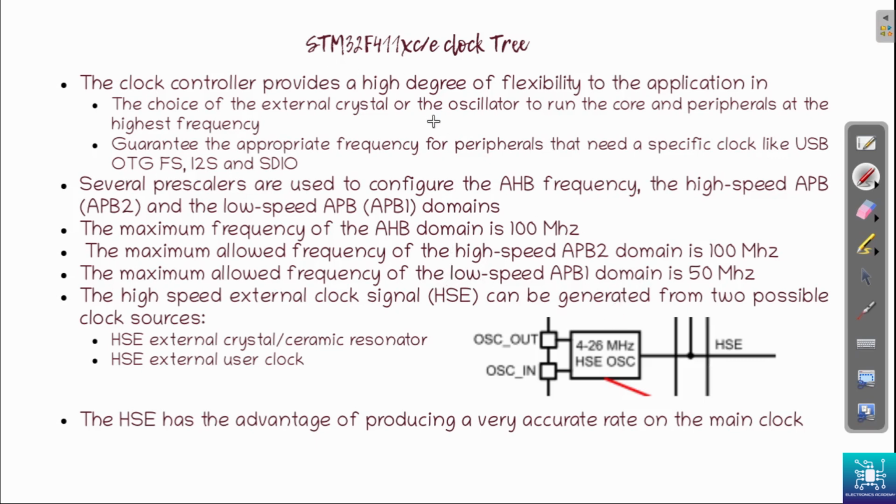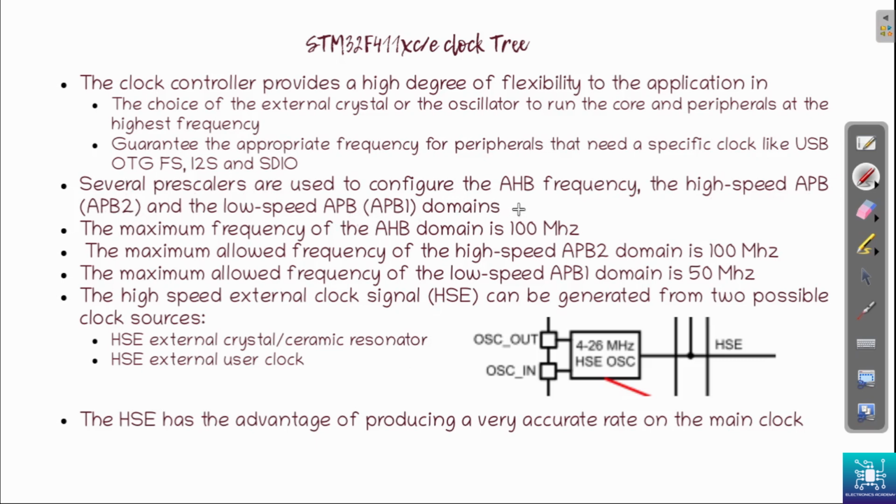Now all of this is done through the clock tree. Now this part of the diagram, that is the 4 to 26 megahertz oscillator, this is what we are going to use. So we are going to use the external oscillator to set up the clock here. Several prescalers are used to configure the AHB frequency, the high speed APB and the low speed APB domains.